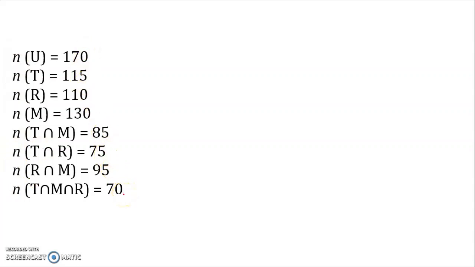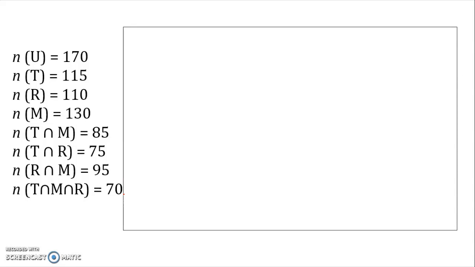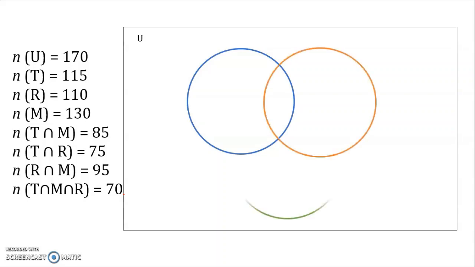Okay, so let's start with our universal set. We have three sets here, right? The set for your people who watch television, the set for those who watch radio, the set for those who read the magazine. Okay, again, ulitin ko, set for those who make use of the television, set of those who make use of radio, and then a set of those who make use of magazine. So, we have three circles here.